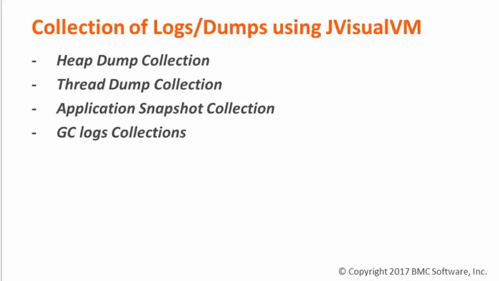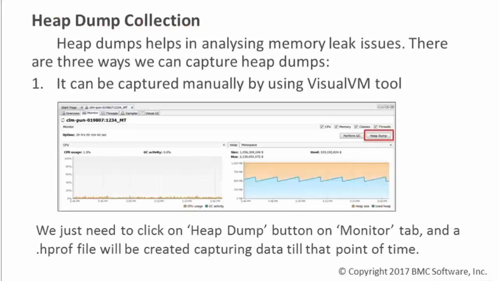Now let us see how we can collect different types of dumps or logs using the Java VisualVM tool. So here I have mentioned heap dump collection, thread dump collection, application snapshot collection, and garbage logs collection. So let us learn about each in detail. As we know, heap dumps can be used for analyzing memory issues, and there are multiple ways of collecting heap dumps. So I have mentioned a few ways here.